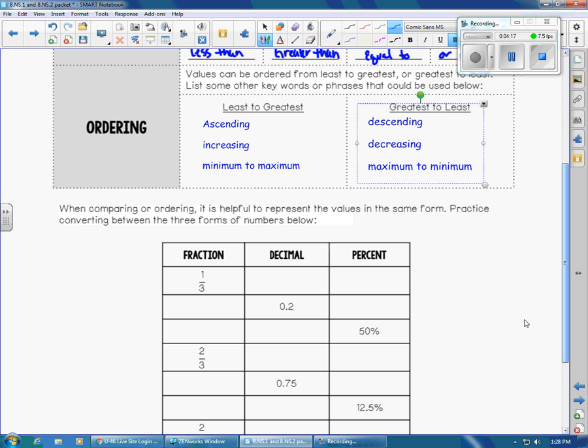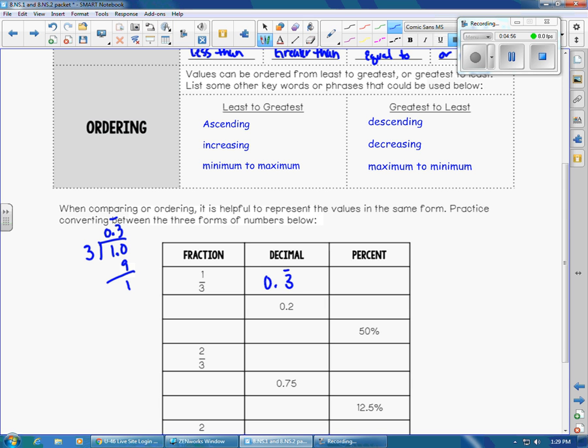Okay, so comparing your order, it's helpful to represent the values in the same form. Not only helpful, but pretty necessary. So practice converting between the three forms of numbers below, fractions, decimals, and percents. So if you guys remember from when we were converting our fractions, we could do long division, and our numerator goes inside, our denominator goes outside. So 3 can't go into 1, so where there's a 0, we're going to add our decimal. 3 goes into 10 3 times, that would be 9, and we have 1 left over. So we know that 3 is going to be repeating.